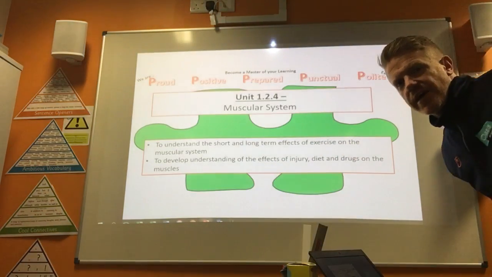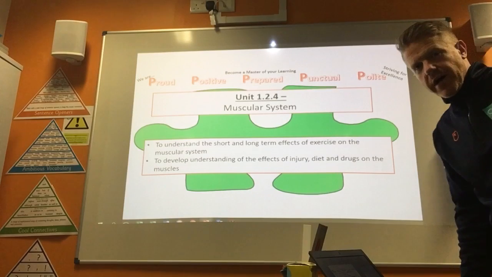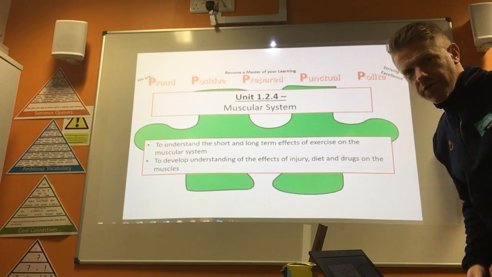Okay, year 11, this is the next topic on the muscular system. Big shout out to Charmaine and Daniela, the Donna girls.